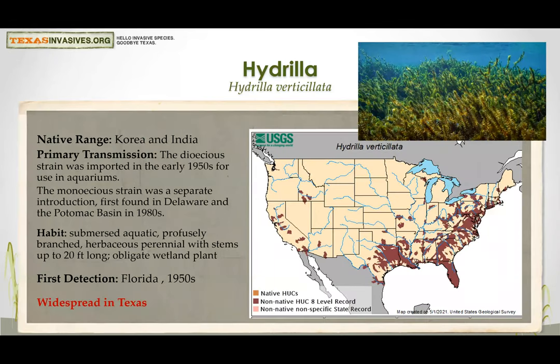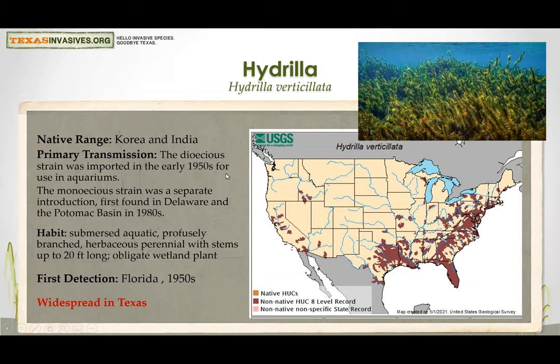The next one is hydrilla. So this is a fully aquatic plant, like giant salvinia. However, it's rooted, so it will grow from the ground up. It has two different strains. You have the dioecious strain, which was from Korea, and the monoecious strain from India, and they were introduced in two different ways.